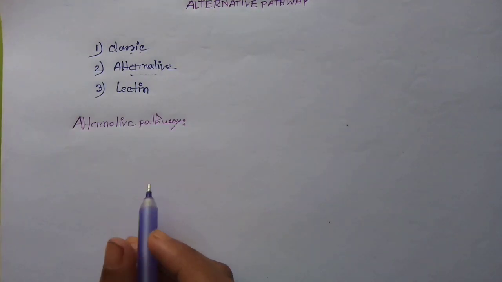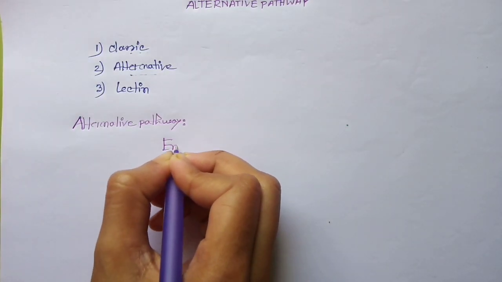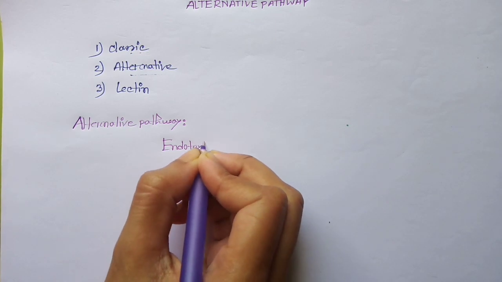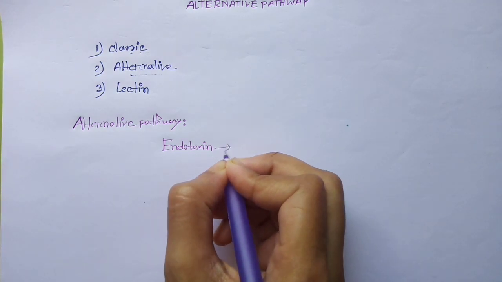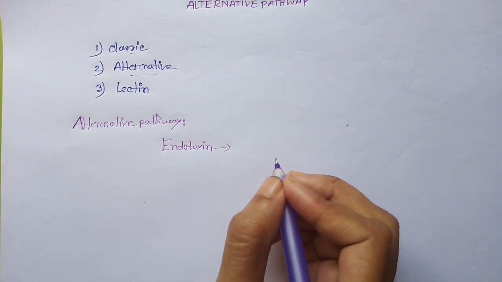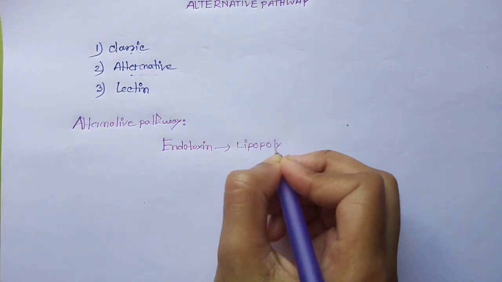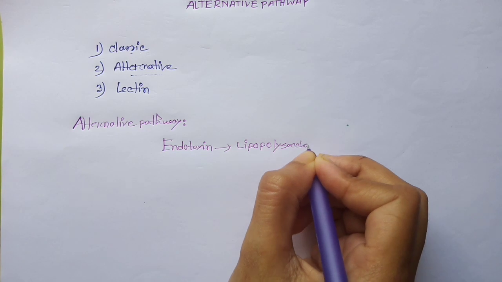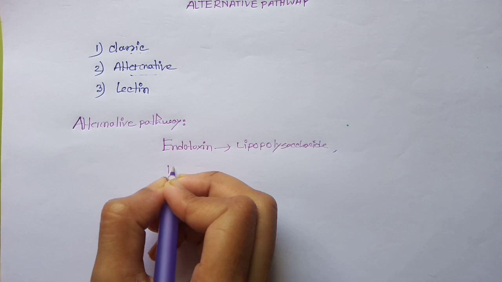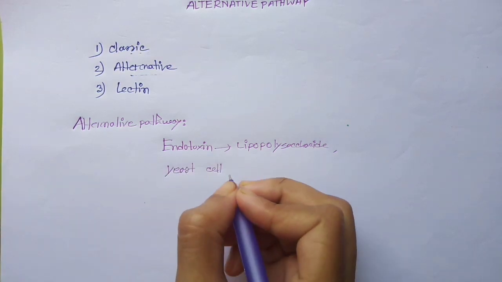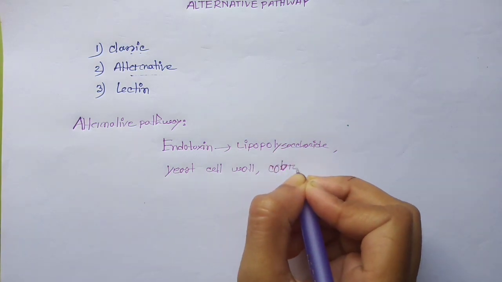The alternative pathway is induced by the presence of bacterial endotoxin, which is a lipopolysaccharide present on the surface of gram-negative bacteria, and by other substances like yeast cell wall and cobra venom.